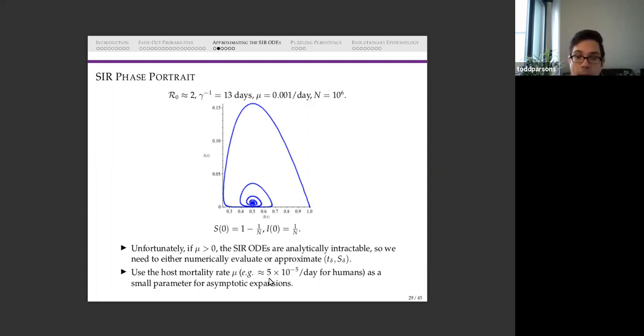So 5 × 10^-5 is the daily death rate for people. I'm going to treat that as a small parameter when analyzing the ordinary differential equations.